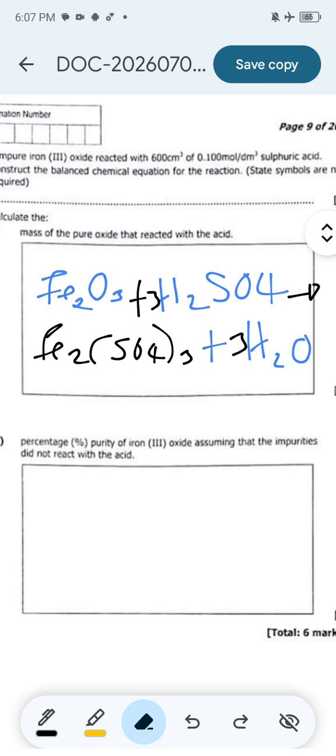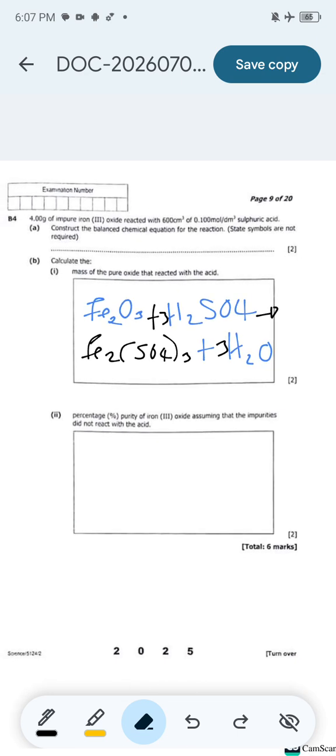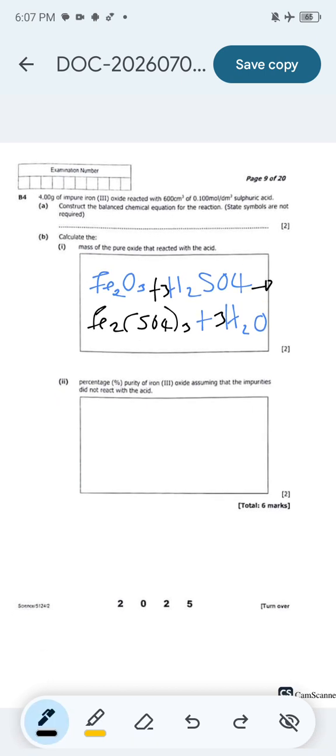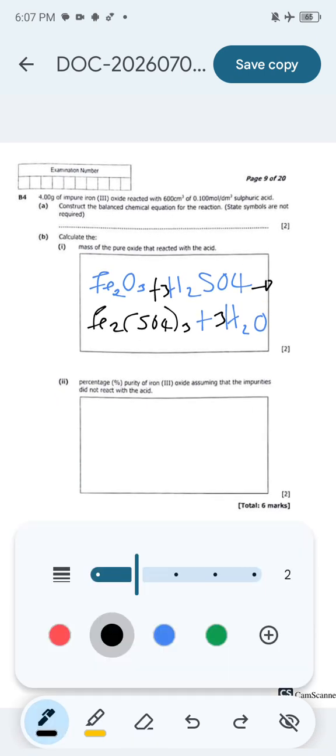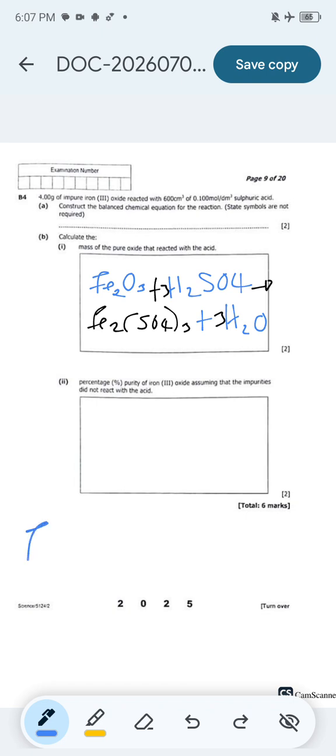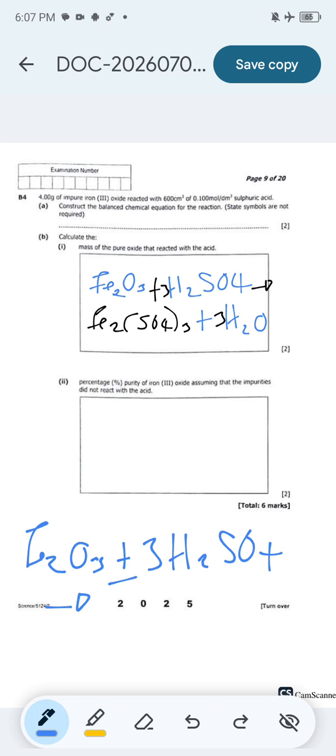So this is how the balanced equation for this particular question is going to look. We can just rewrite it. The balanced equation is going to look like iron 3 oxide plus 3 sulfuric acid to produce iron 3 sulfate plus water.